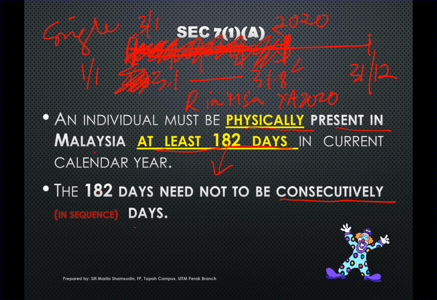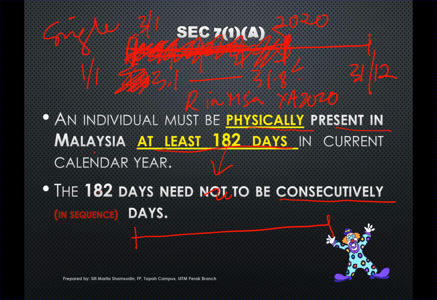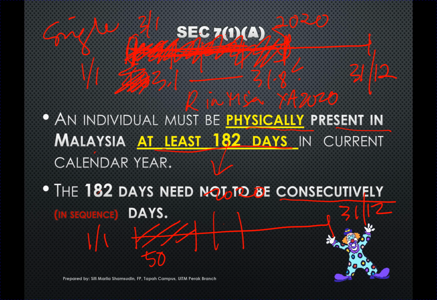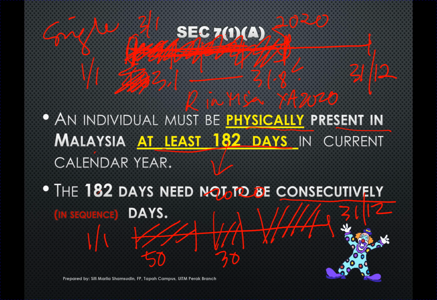Multiple period ialah ini, year 2020. Year 2020. Yang ni start dengan 1 Januari, ended on 31st December. Masa ni dia duduk sekejap. Okay, dia duduk sekejap. Yang ni katalah 50 hari. Okay, lepas tu dia left Malaysia. Lepas tu dia masuk balik. Dia duduk 30 hari. Lepas tu dia left Malaysia. And then dia masuk balik. Yang ni dia duduk selama 120 hari.